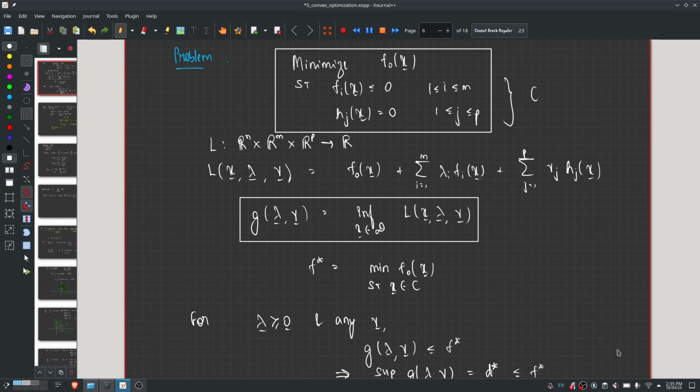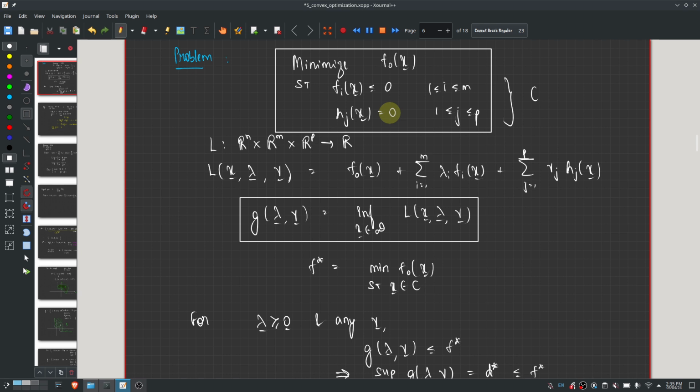Recall that our goal is to solve a constrained minimization problem where we have an objective function f0 of x, and we want to minimize this subject to a bunch of inequality and equality constraints. This is our general form of the optimization problem that we're trying to solve.